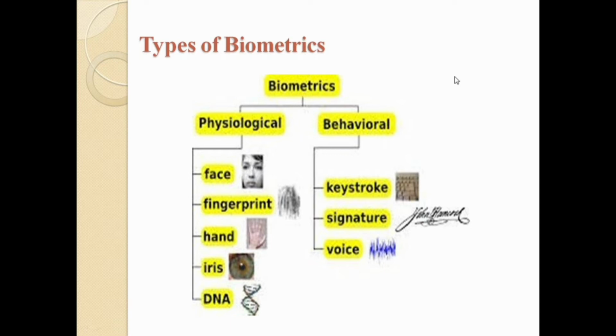Next slide: biometrics, physiological and behavioral. We have two types. In physiological, we have face, fingerprint, hand, iris, retina scan and DNA. In the behavioral part, we have three options: keystroke, signature and voice. Now I am going into details.